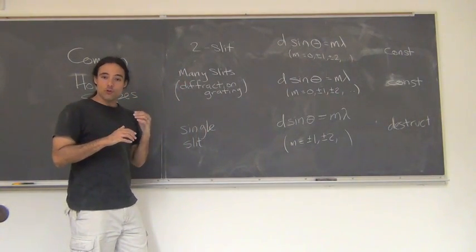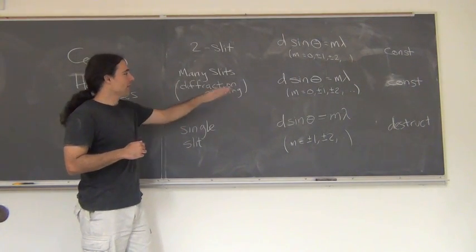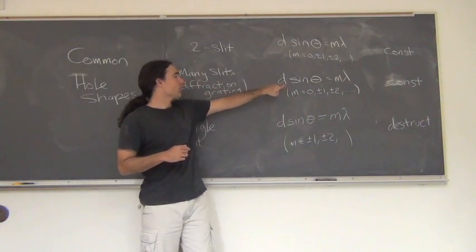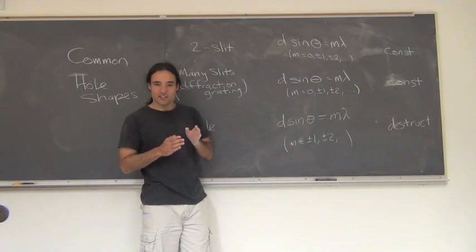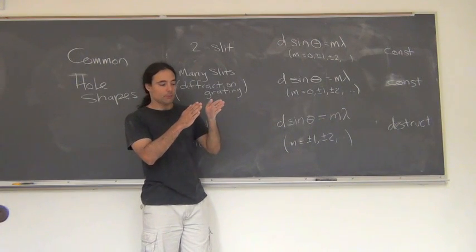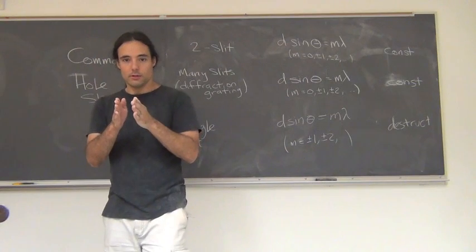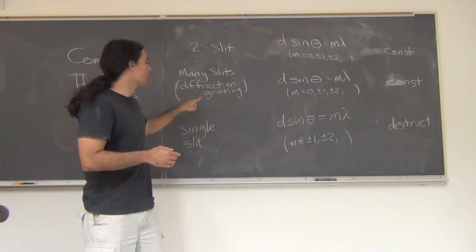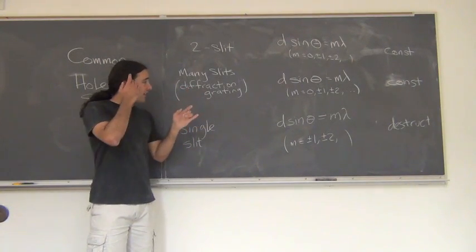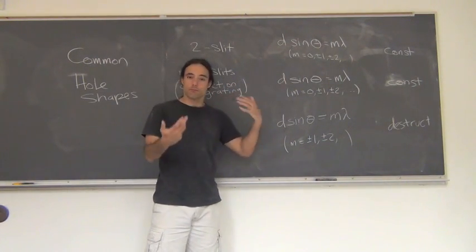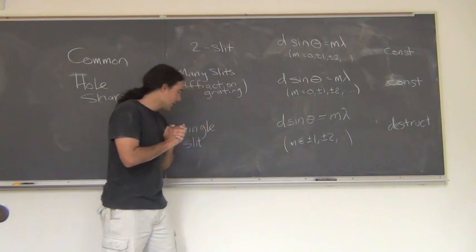It turns out that if you do the exact same derivation for many slits, you get the same thing. You get constructive interference when d sine theta equals m lambda, where here d is the distance between any two of the holes in the many slits. This is also called the diffraction grating. So if I have many lines in a row, I'll get d sine theta equals m lambda. Constructive interference peaks look exactly like two-slit diffraction.